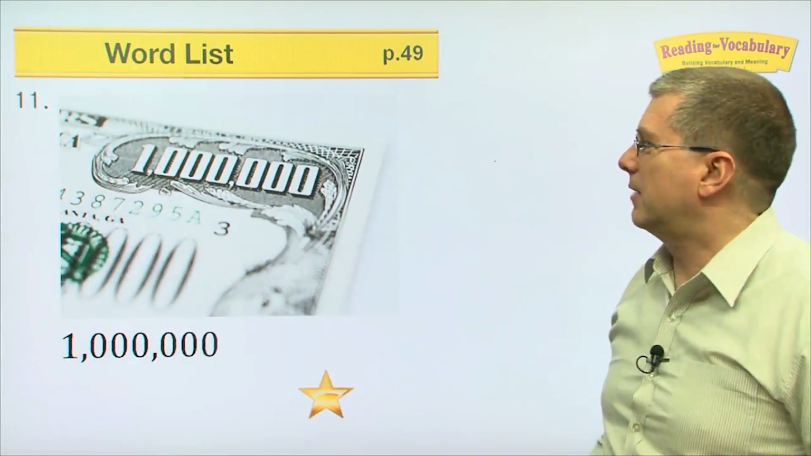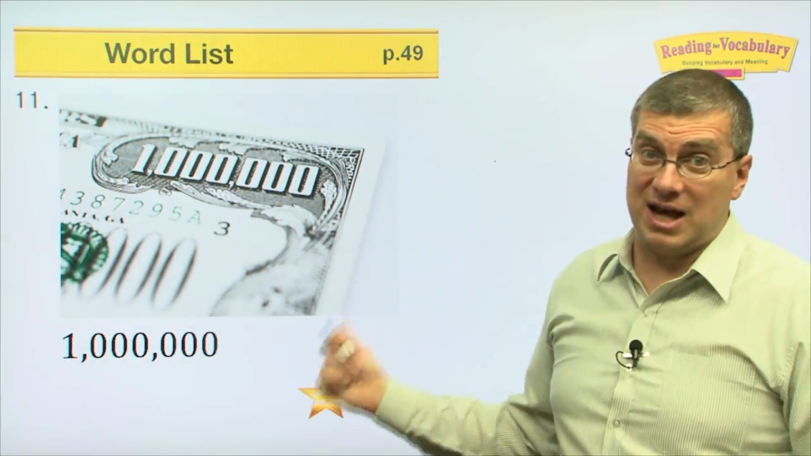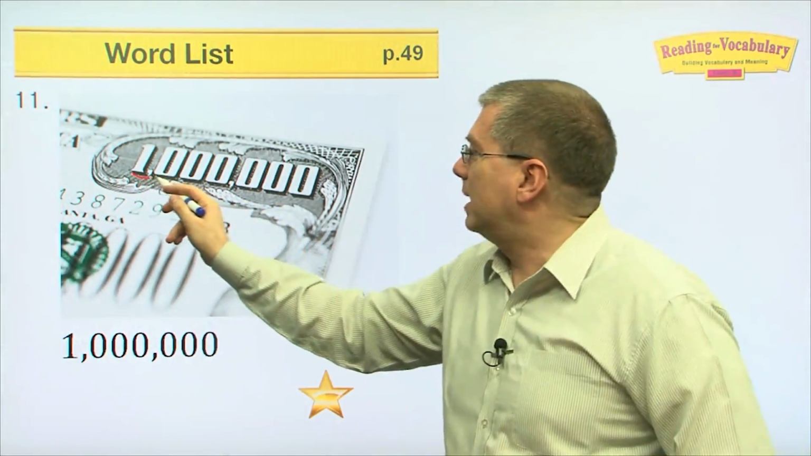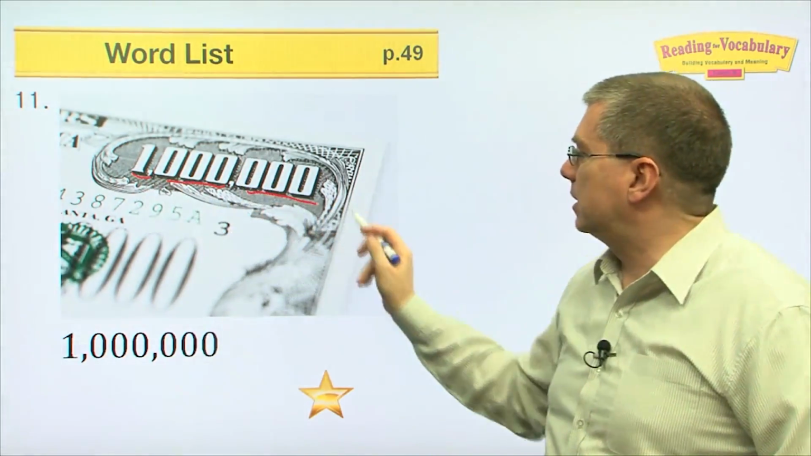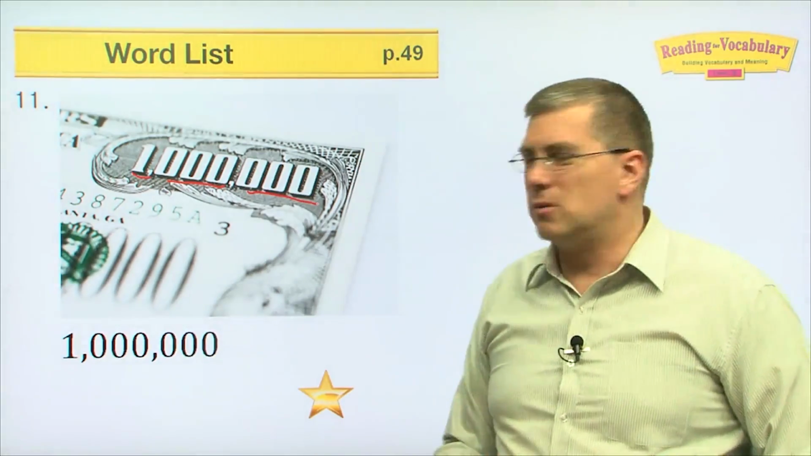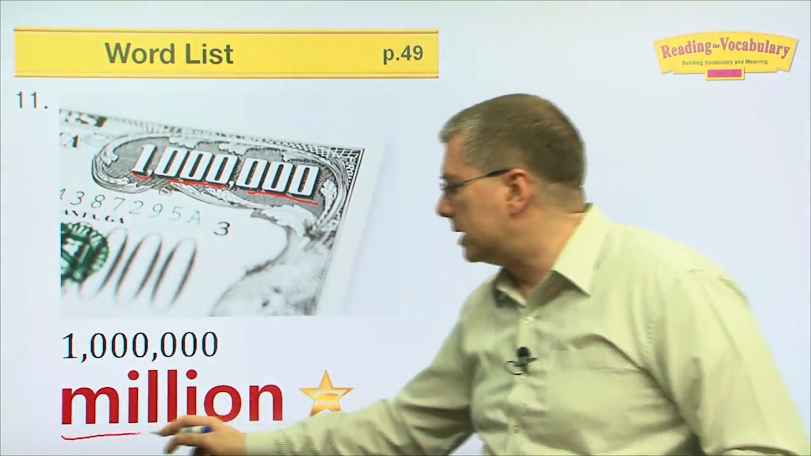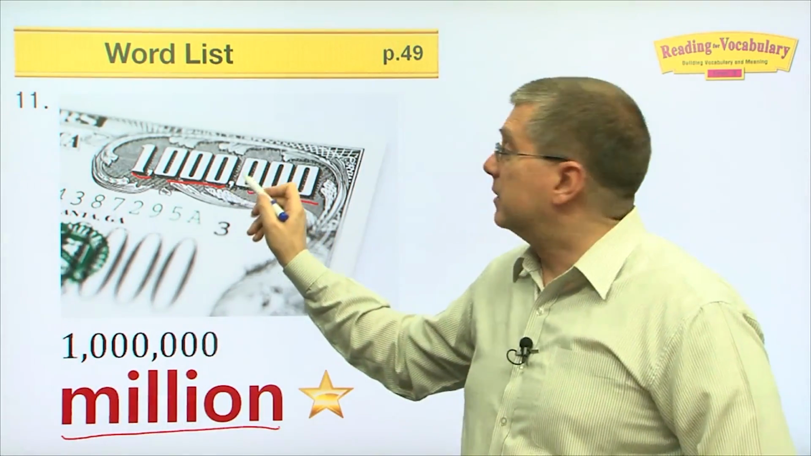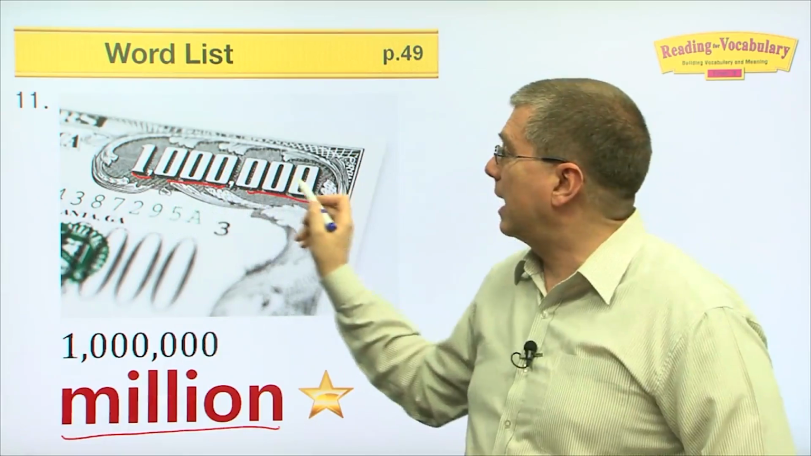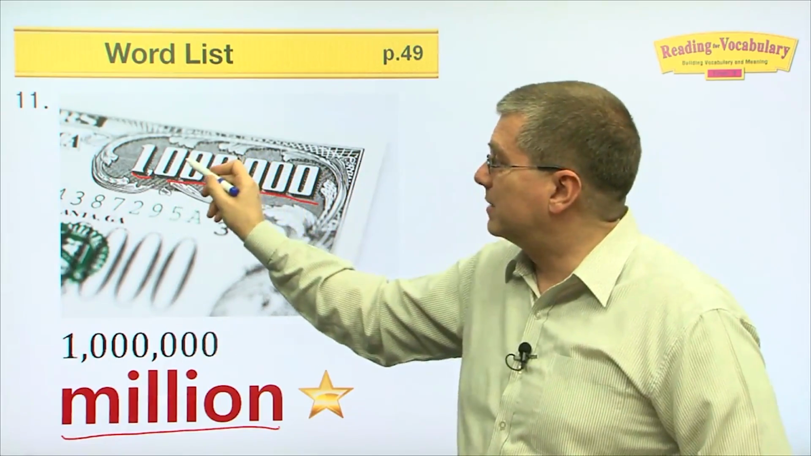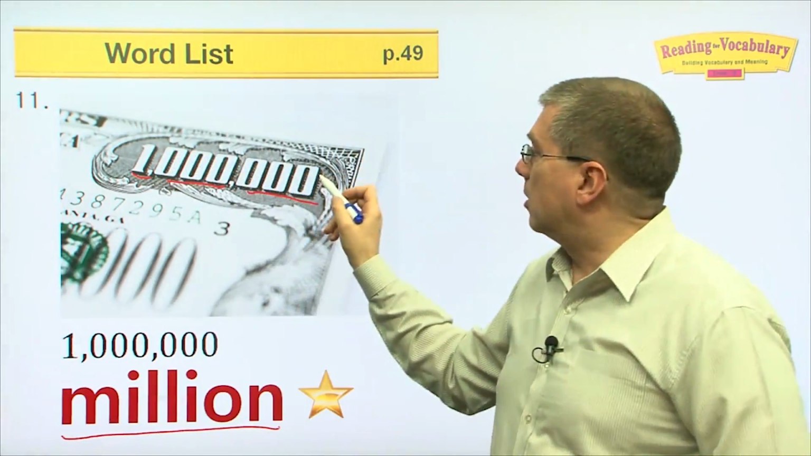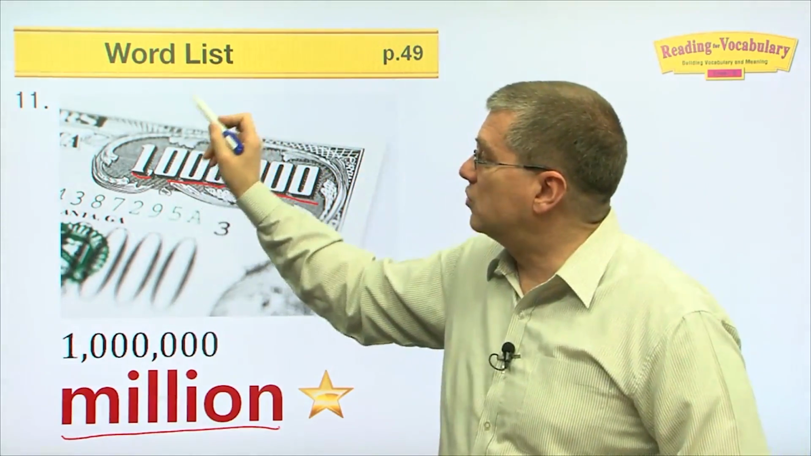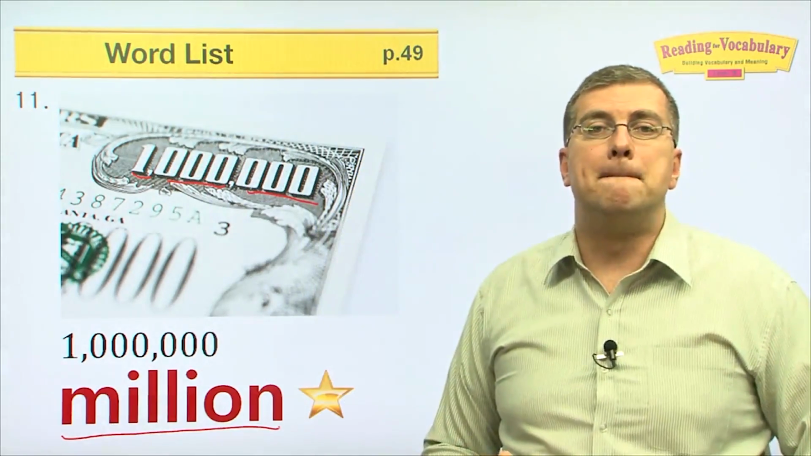Okay, next one. 11. Wow, that's a lot of money. My gosh, that's a lot of money, right? Here we have 1,000,000. What do we call that number? We call it million. Remember, in English, we put three zeros, then comma, three zeros, then comma, and then 1. We go 1, 10, 100, 1,000, 10,000, 100,000, then 1 million.